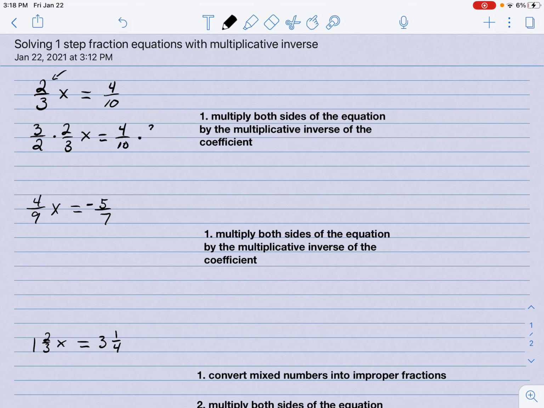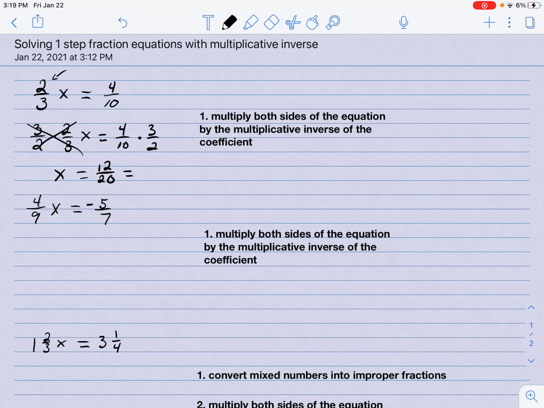Okay, we apply that multiplicative inverse to both sides, and now we're going to be left with x on the left-hand side because these are going to cancel each other out. And then we're left with 4/10 times 3/2. So when multiplying fractions, you just multiply numerators together, multiply denominators together, simplify if possible. So 4 times 3 is 12, 10 times 2 is 20.